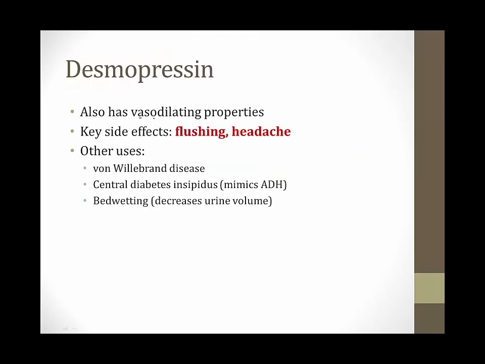Desmopressin also has vasodilating properties, and if you remember this, it helps you remember the side effects. It can cause flushing or a headache. It's also used in some other conditions. It's useful in von Willebrand disease because, as I just told you on the last slide, levels of von Willebrand factor will rise. In addition, it's often used as a mimic of ADH.